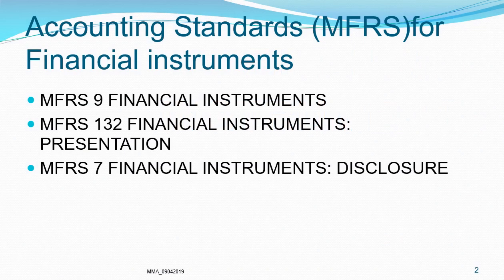Today we're going to look at another topic of FAR 570, that is financial instrument. For the topic financial instrument, there are 3 MFRS that you can refer to: MFRS 9 Financial Instruments, MFRS 132 Financial Instruments: Presentation, and MFRS 7 Financial Instruments: Disclosures. Previously we had MFRS 139, but that MFRS has been replaced by MFRS 9.